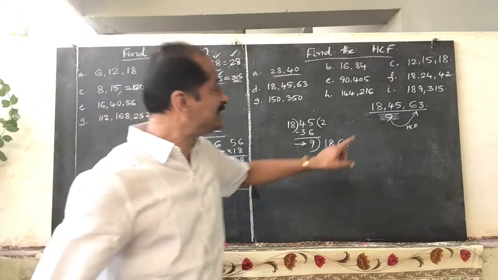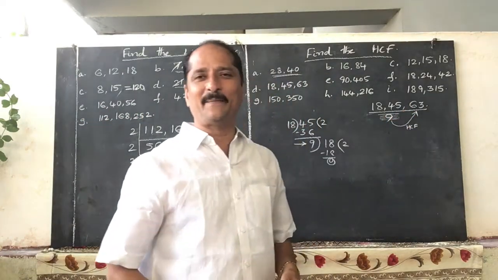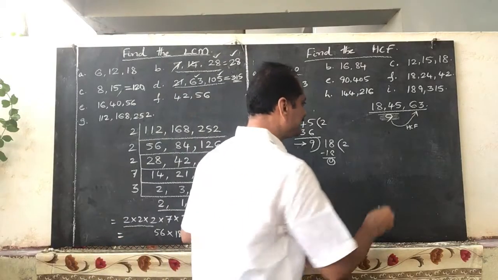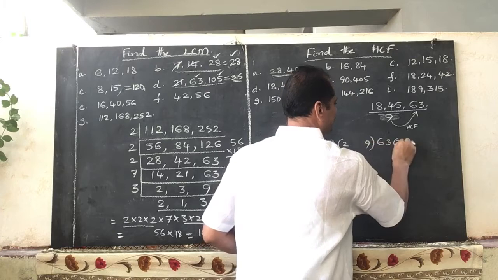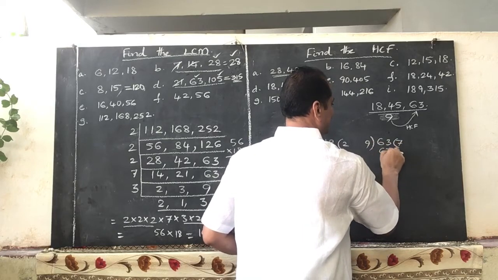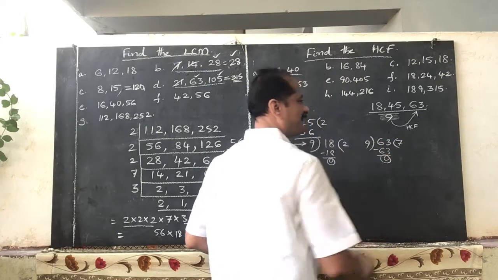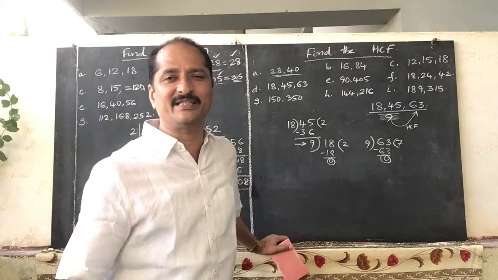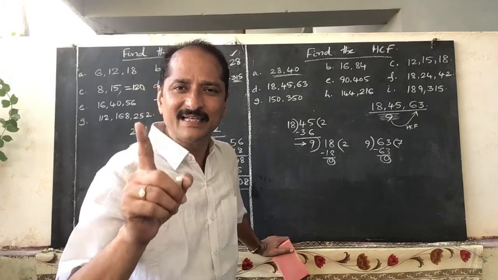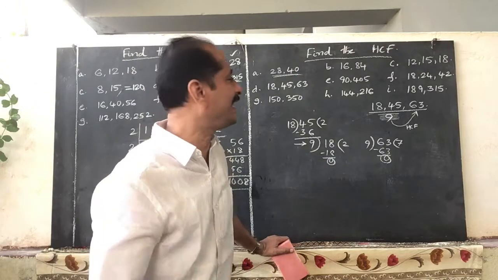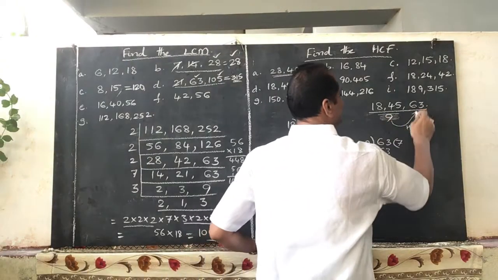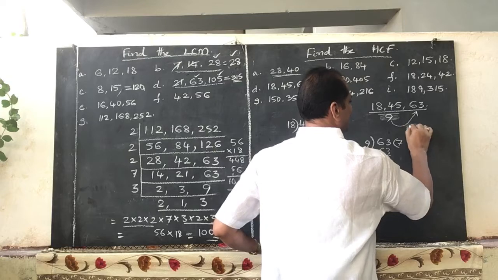Now find out the HCF of 9 and 63. Now divide 63 with 9. 9 7s are 63. In the first step itself we have got remainder 0. So that is the divisor. The divisor is the HCF. What is the divisor? 9. So for 9 and 63 the HCF again is equal to 9.